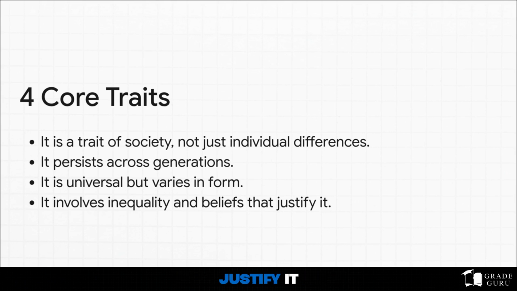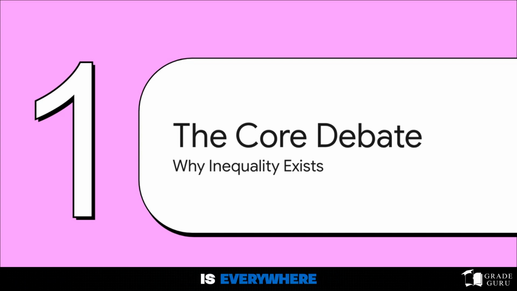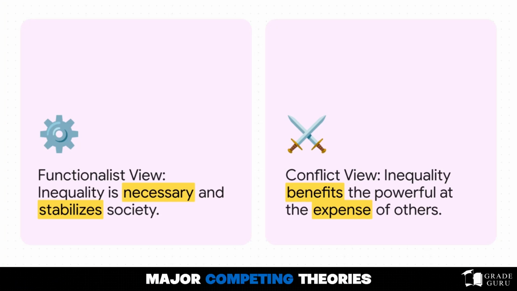So, if stratification is everywhere, it brings up this huge central puzzle that sociologists have been wrestling with for centuries. Why does this inequality even exist in the first place? This leads us to the 2 major competing theories you're going to be tested on. On one side, you have the functionalist view, which argues that inequality is actually necessary, that it serves a vital purpose to keep society running smoothly. And on the other side, you've got the conflict view, which argues the complete opposite, that inequality only exists because it helps a powerful group at the expense of everybody else.